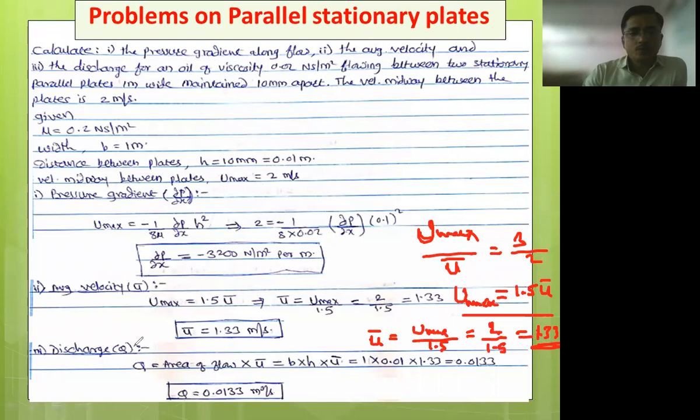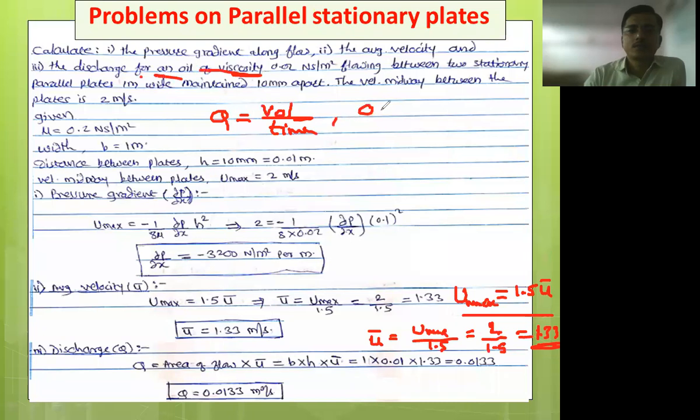Then we want to find out what is the discharge. Okay, discharge for an oil of viscosity is given. We need to find the discharge Q. To find Q, we have two formulas. One is volume per unit time, and the second formula is Q is equal to area into velocity.